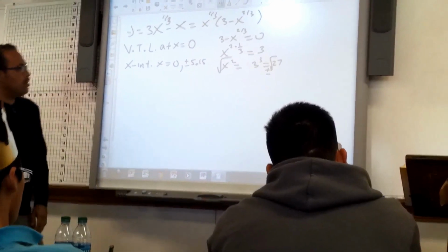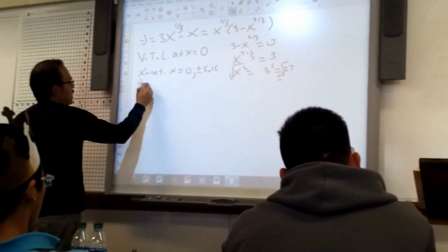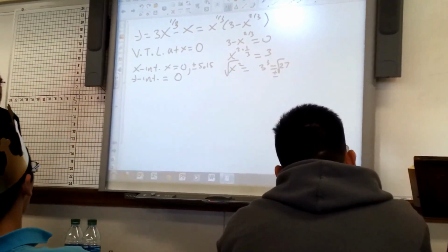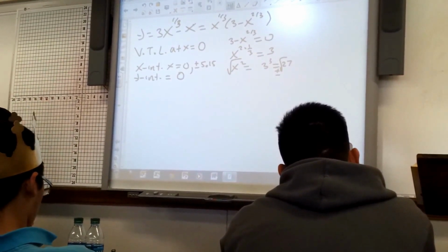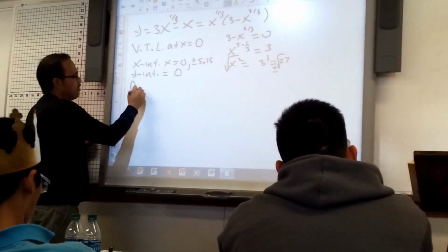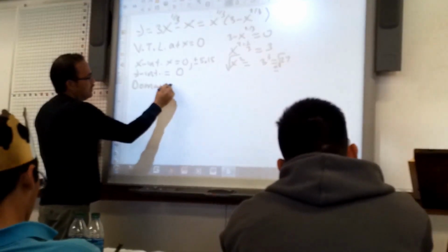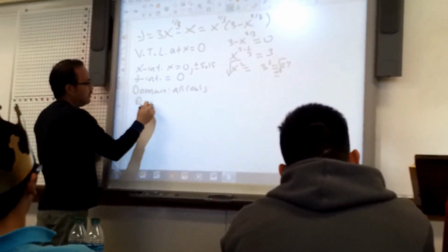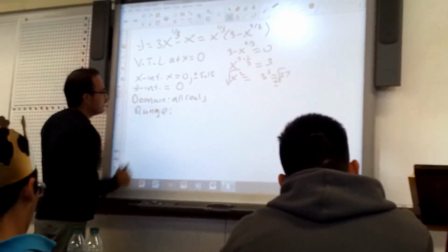Okay. So those are the x-intercepts. Y-intercept, 0. Whenever x is 0, the y is also 0. And obviously, this graph is always continuous. So the domain is all reals. And the range we'll get later.